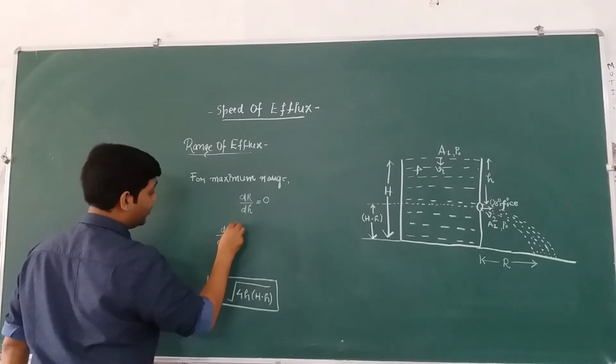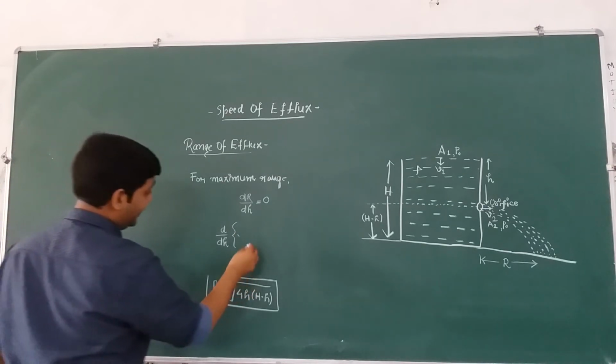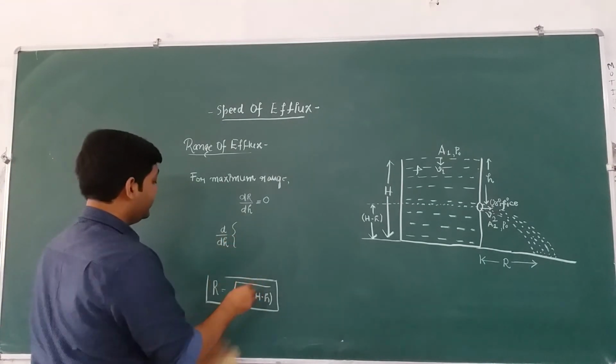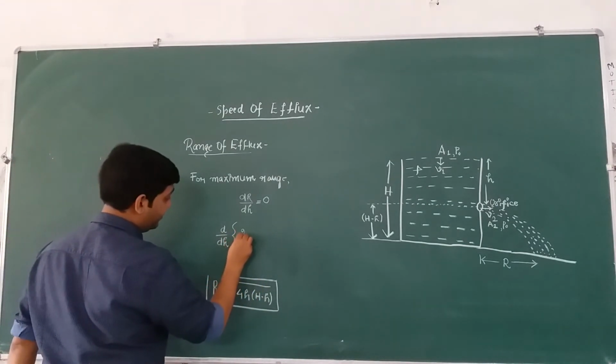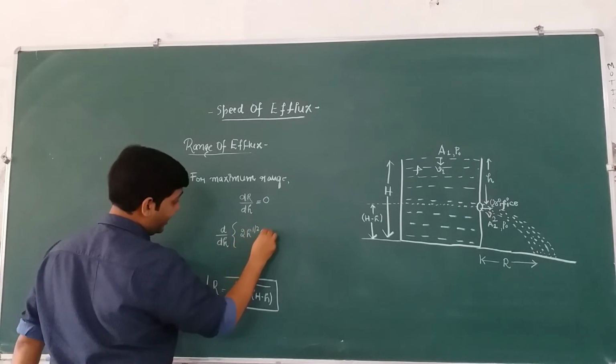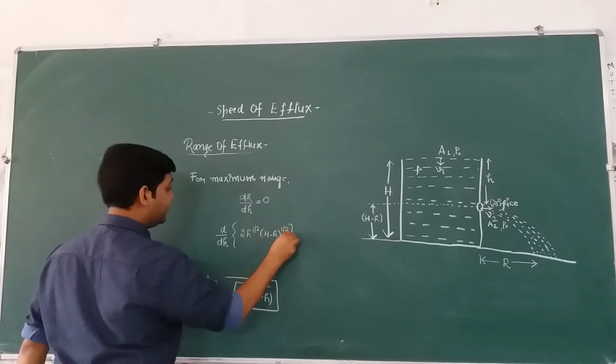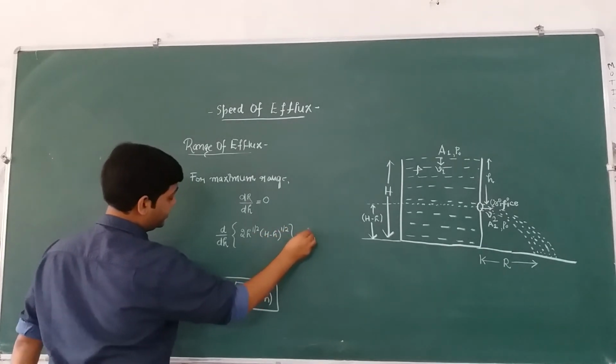So from here we have d upon dh of, let me write it like this. This 4 can be taken out and it will become 2, and then h can be written as h to the power half, and then this is written as (H minus h) to the power half. Fine. This is equal to 0.